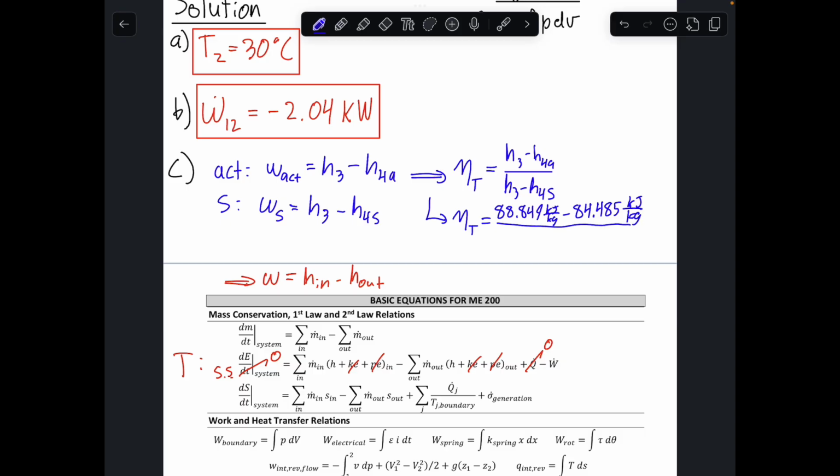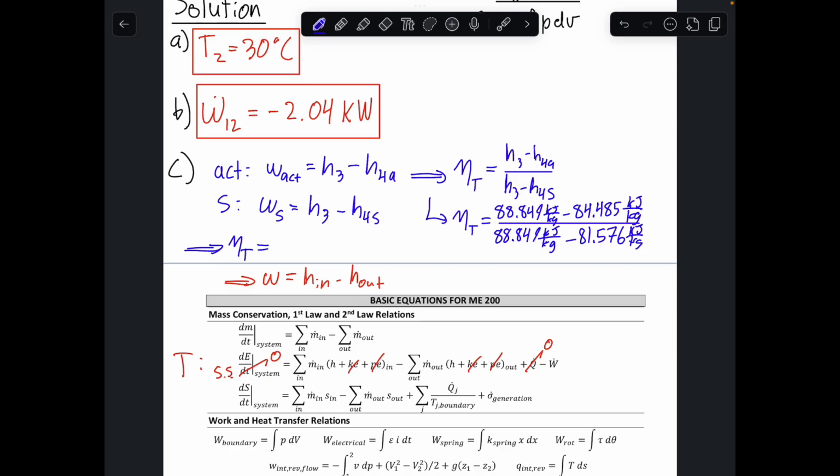And we divide all of this by, again, our H3, which is 88.849 kilojoules per kilogram. And then our H4S is 81.576 kilojoules per kilogram. And so all the units here will just cancel out, and we will get our final value. I'll write it over here.